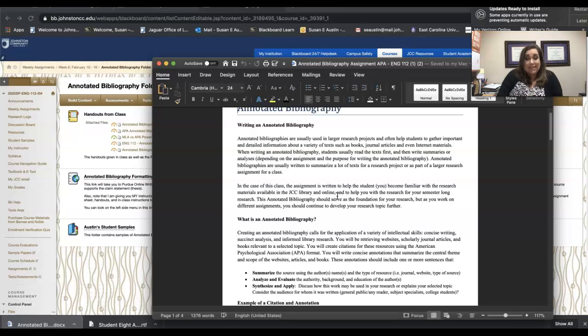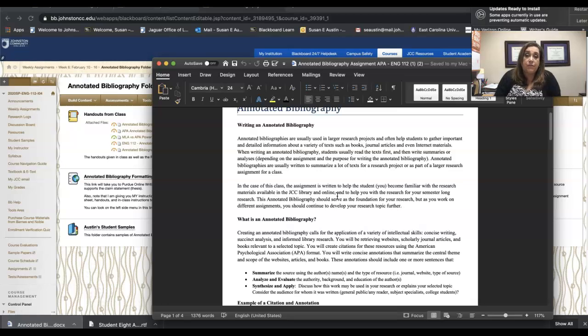So the good news is I only require 1 paragraph per source. So for each source, you'll provide a citation, and then it will be followed by 1 paragraph. And I want you to stick to that requirement. I don't want you to sort of take license with that.